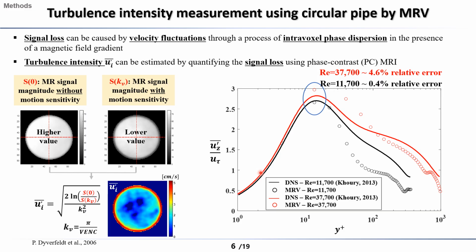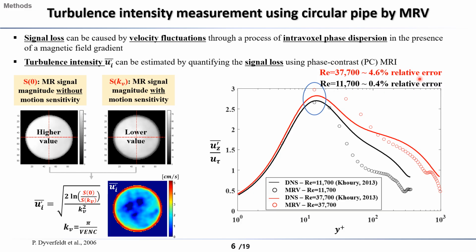First, I will explain the principle of turbulence intensity measurement using MRV. As you know, the principle of turbulence intensity measurement using PIV relies on calculating the standard deviation of instantaneous velocity fluctuations as a proportion of the mean velocity. However, MRV measurements are based on the phenomenon of signal loss due to intravoxel phase dispersion when velocity fluctuations occur in a magnetic field. So by quantifying the signal loss and using this formula, the turbulence intensity can be directly calculated. The results are shown in this figure.